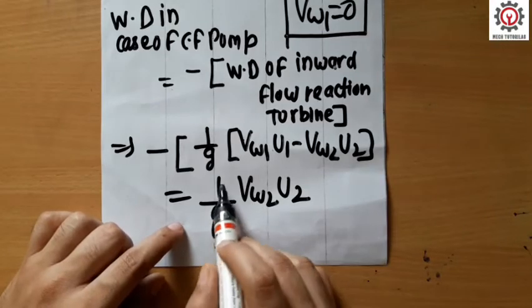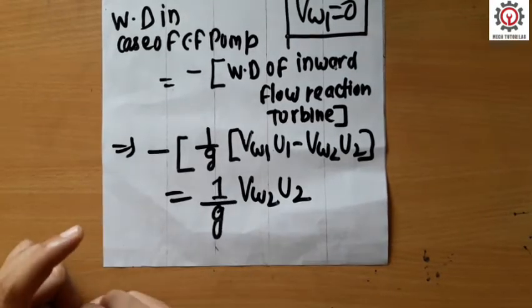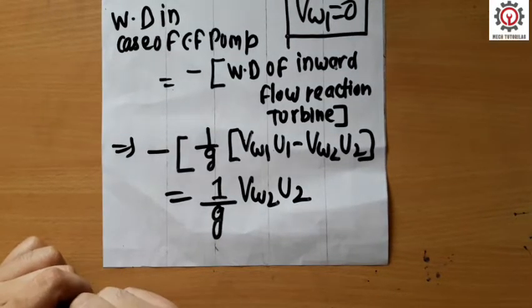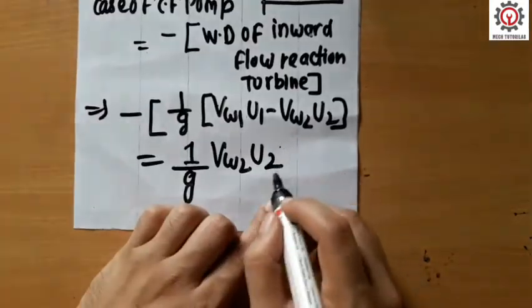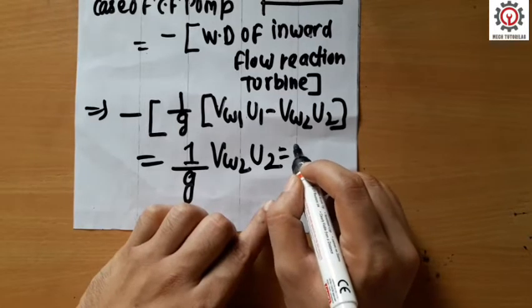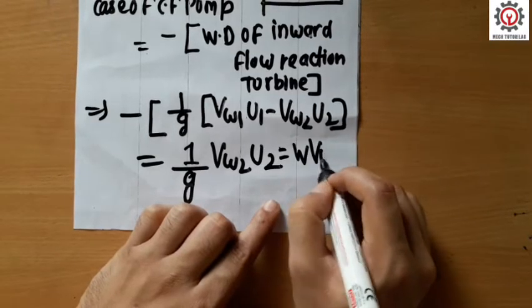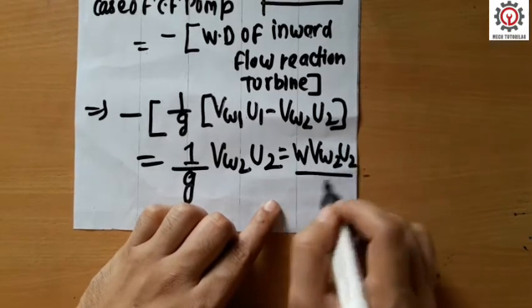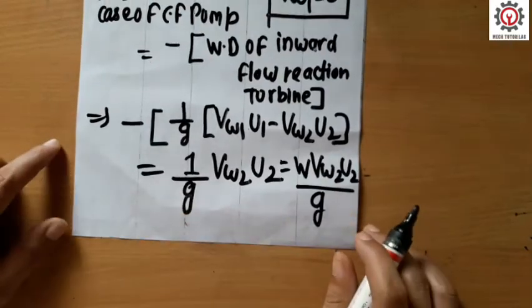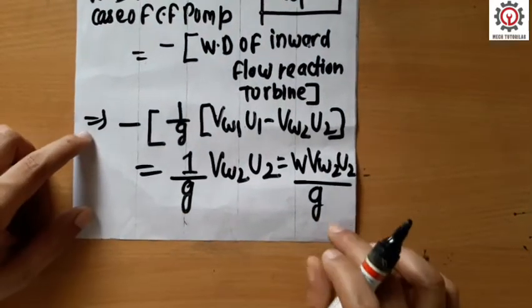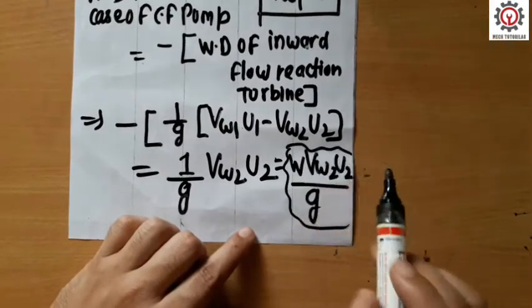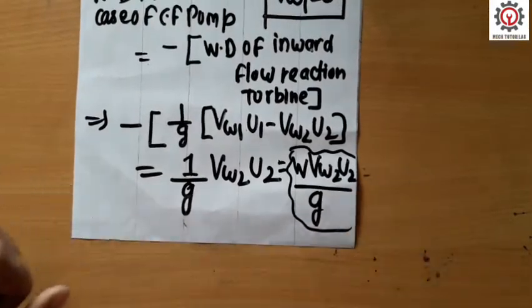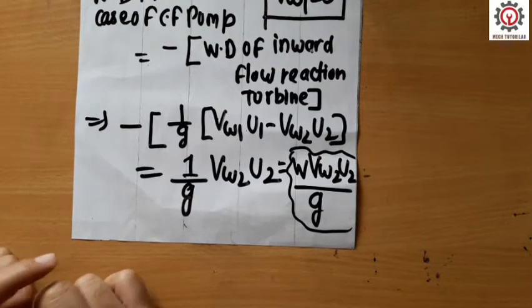Here 1 represents unit weight of water. So work done by the impeller on water per second, for W weight of water, we can write as W V_w2 U2 divided by g. This is the expression for work done by a centrifugal pump on water.